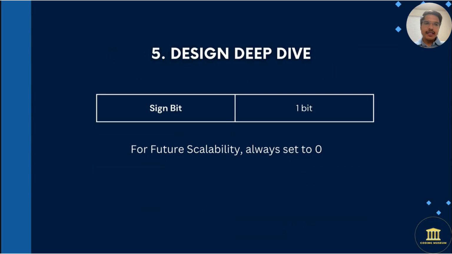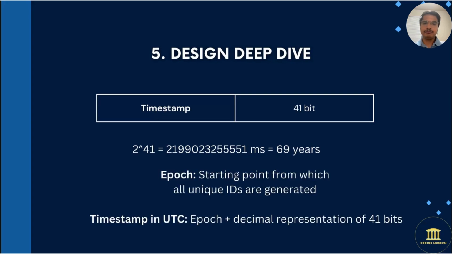So talking about the sign bit, it will always be set to zero as it is reserved for future use. In the future, it could potentially be utilized to differentiate between signed and unsigned numbers. And if you observe, we are towards the deep design dive phase where we discuss the Twitter Snowflake approach in detail because it's the most efficient approach.